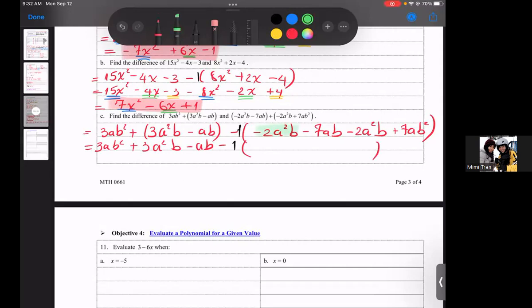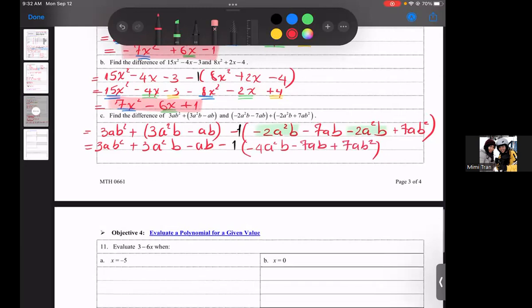I see this one and this one are the same. So they become what? Negative 2a squared b and negative 2a squared b, minus 4a squared b. All you do is add the coefficients and keep the like term. Minus ab plus 7ab squared. And now I distribute the negative 1.